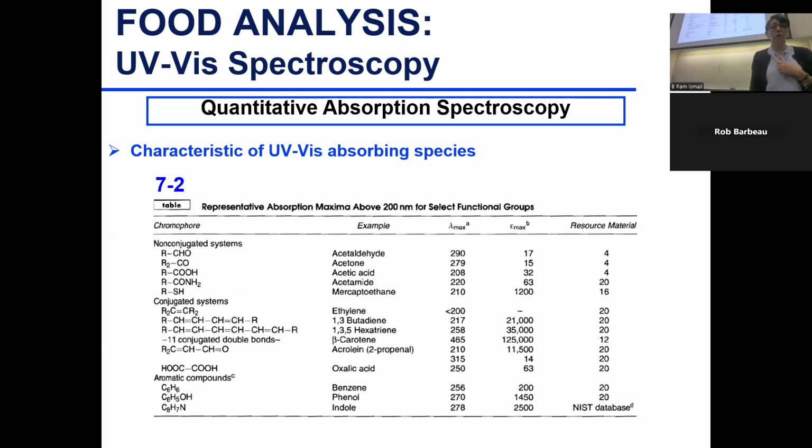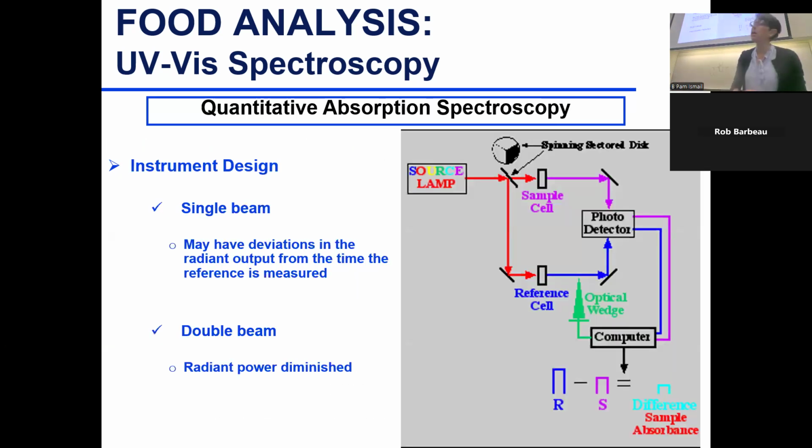Let's go back. So this is the source of light. The source of light hits a mirror or something that splits it. I think it's a mirror. Part of it goes to the sample cell and part of it goes to the reference cell. So the entire radiant power of the light gets split, and because of that, you have less radiant power and you lose a little bit of sensitivity.